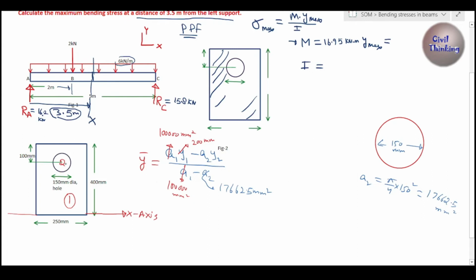Okay, now y2 is what? Y2 is the distance of center of gravity of this hollow circle from the x-axis. Now see, from the top to the center here is 100, and the total is 400. So how much is going to be from here to here? 400 minus 100 is 300, right? 300 millimeter. This is y2, and a2 is 17662.5 millimeter square. Now we have all of this: a1, y1, a2, y2. We have all of the values. When we solve this equation, we will get y bar to be 178.55 millimeter from x-axis.